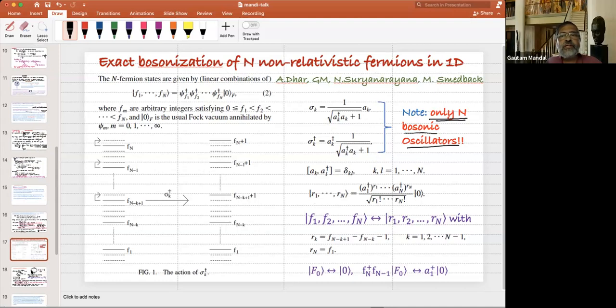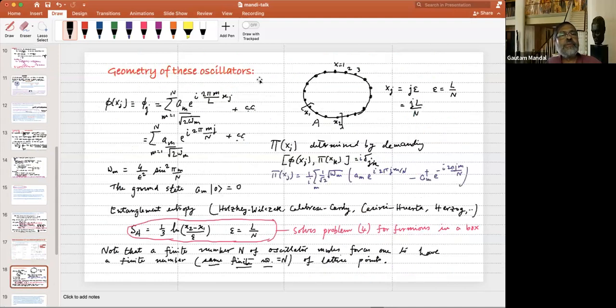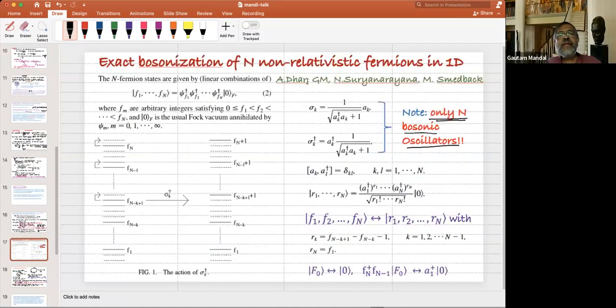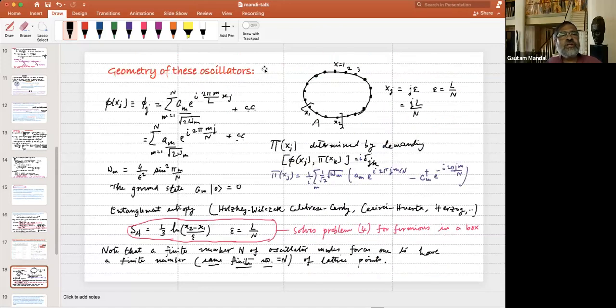Okay. So, good. Now, this is something that we did quite a while ago in a paper with Avinash Nimani and Mikhail. But the new stuff that we found recently is the geometry of these oscillators.